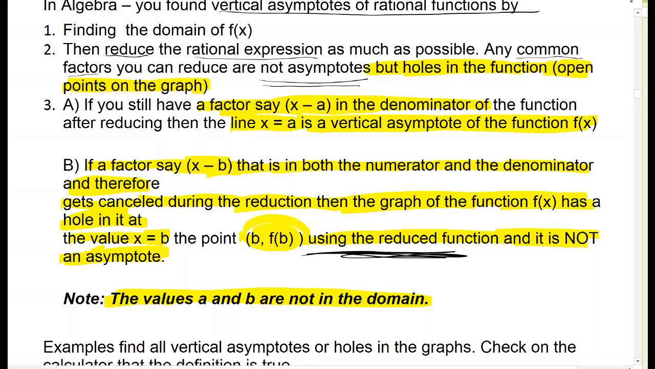All right, and we're going to practice that in the next set. So what are asymptotes and holes in the function? And now we're going to practice it in the next video.